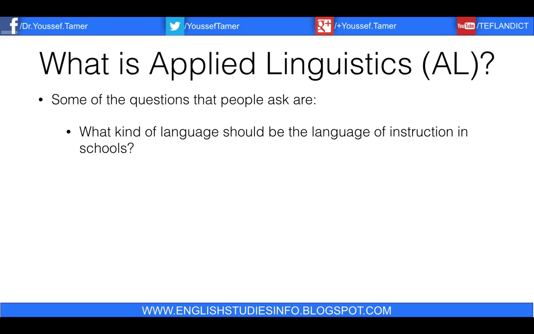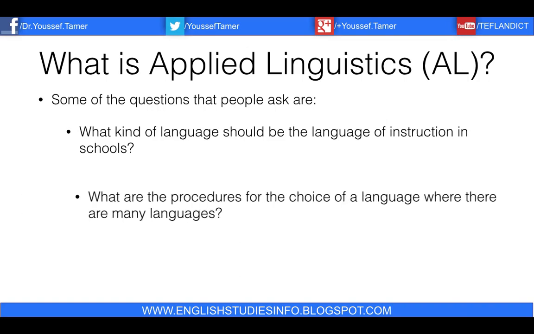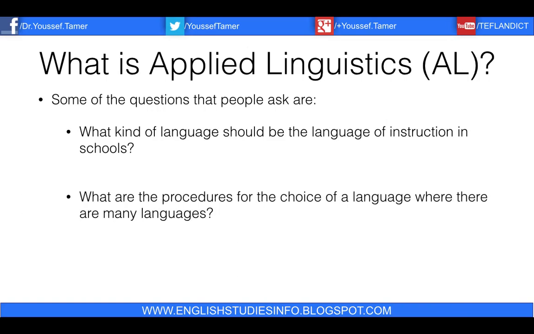The same thing is applicable to teaching English. For example, in high school, you remember you had teachers talking in French sometimes. Is this a good thing or a bad thing? That's a language problem. There are a lot of things said in that regard. So that's the field of applied linguistics. Applied linguistics tries to answer such questions.